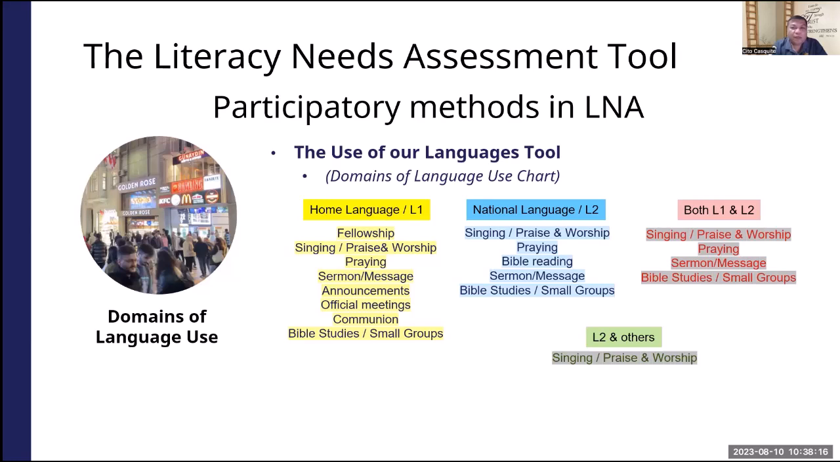So if we can notice, what we can gather from this information is that the Bible is not yet printed in the mother tongue because they only read the Bible in the national language. Yeah, so that's one of the most outstanding information that we can gather from this particular example. So to do this, we can gather the community and we can ask them to list several activities that they do in the church or in their ministry, and then they can categorize these according to the languages they use.